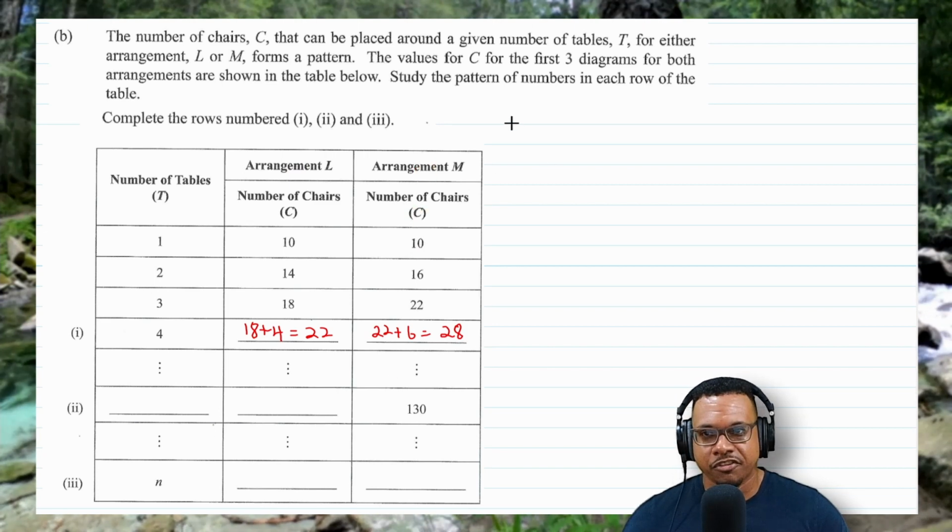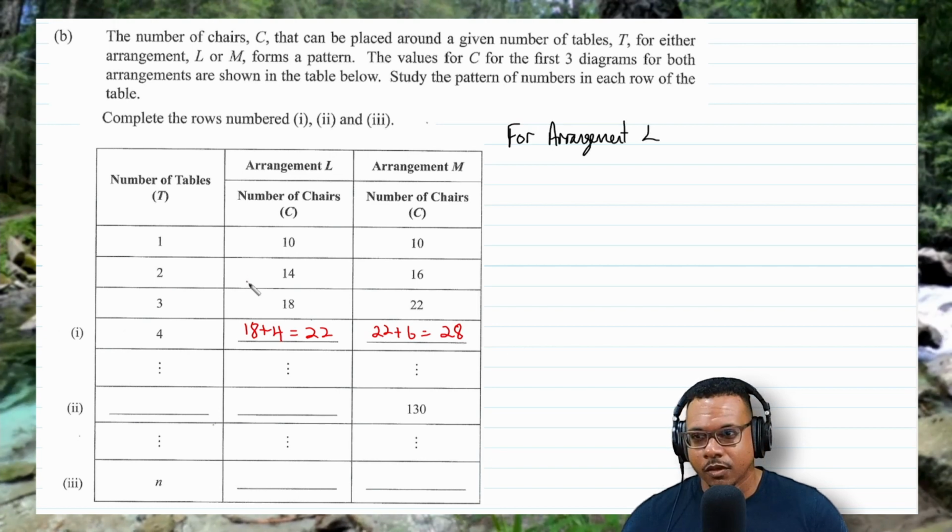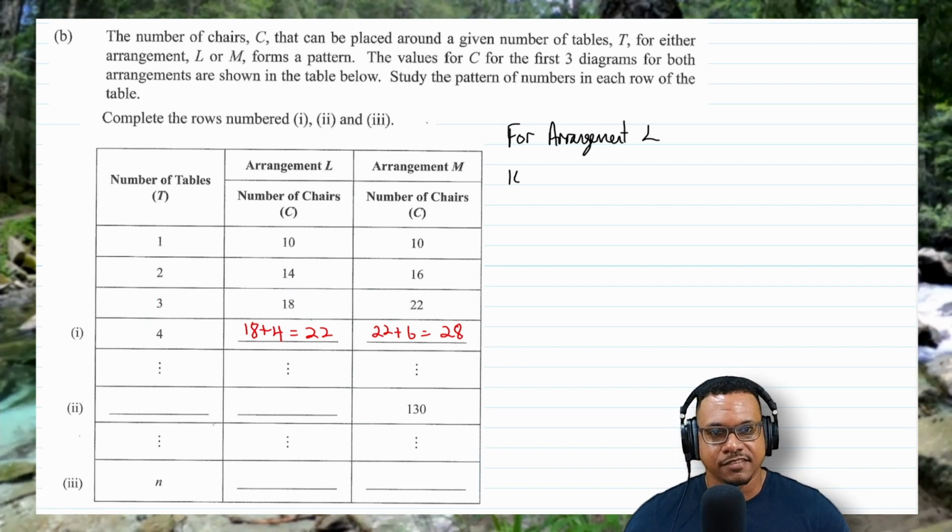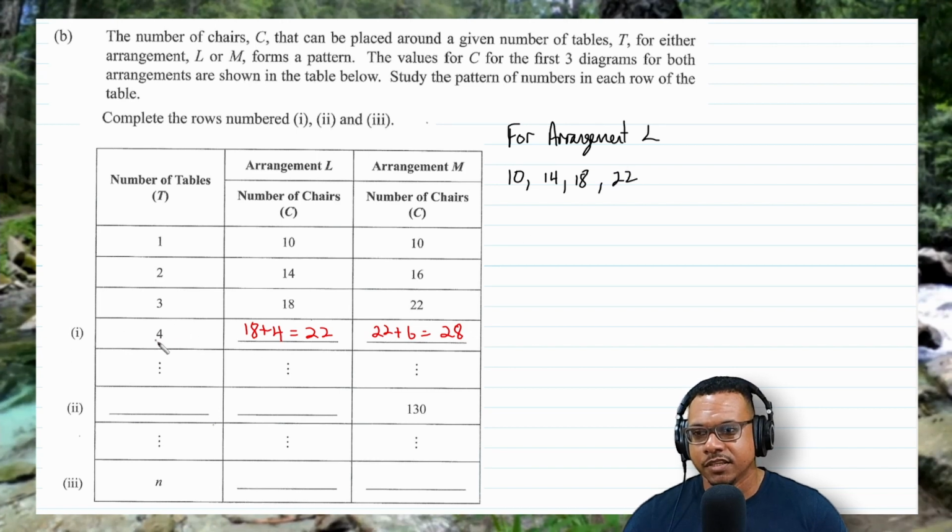So first I'm going to go to arrangement L. When the number of tables is 1, our first term is 10. When the number of tables is 2, our second term is 14. And when the number of tables is 3, our third term is 18. So I'll have 10, 14, 18. Of course, the fourth term was 22, when the number of tables was 4.